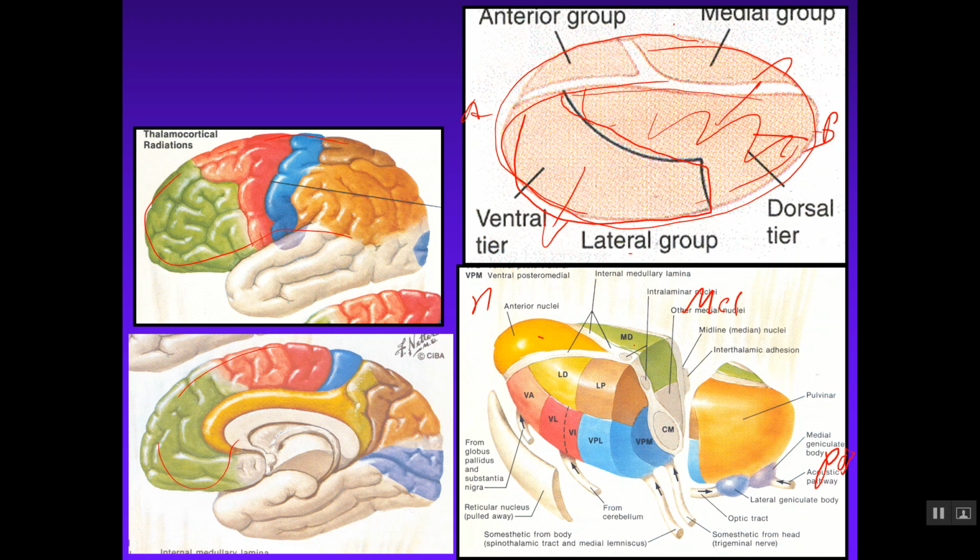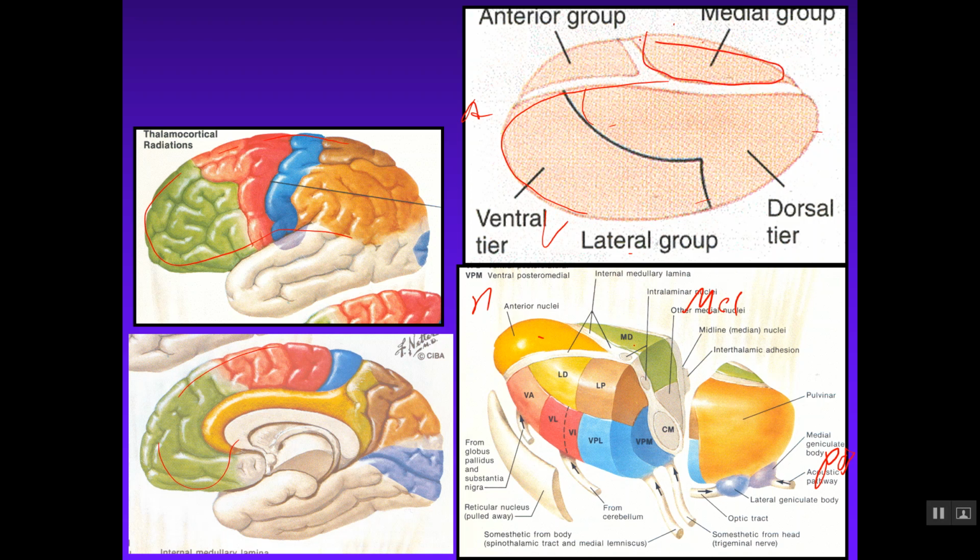Then we have the medial group here, and then an anterior group here, and this is called the lamina that separates these things. Inside the lamina is the interlaminar nuclei. There are actually some nuclei inside the lamina that divides the thalamus into some layers here.